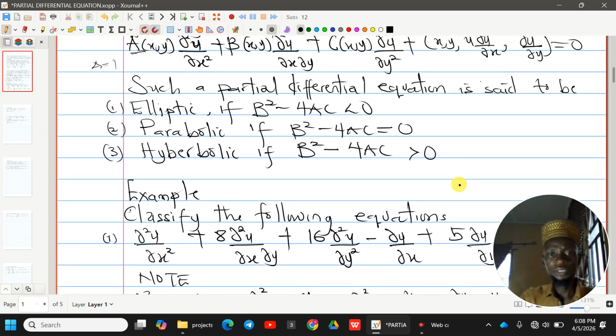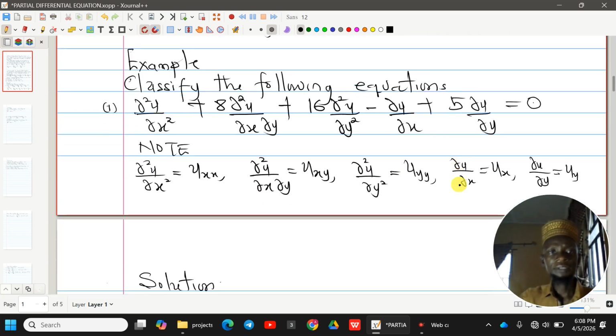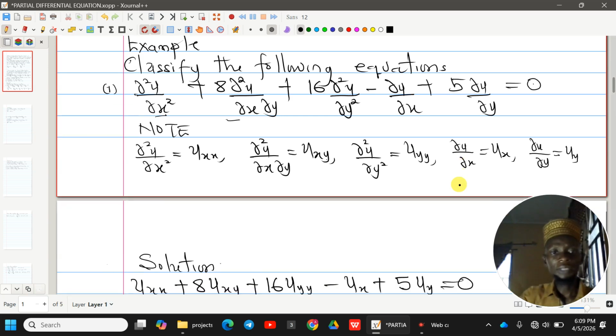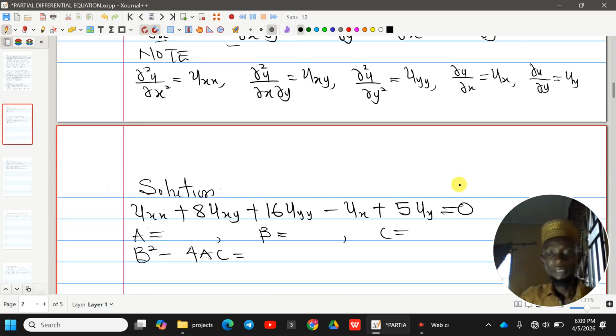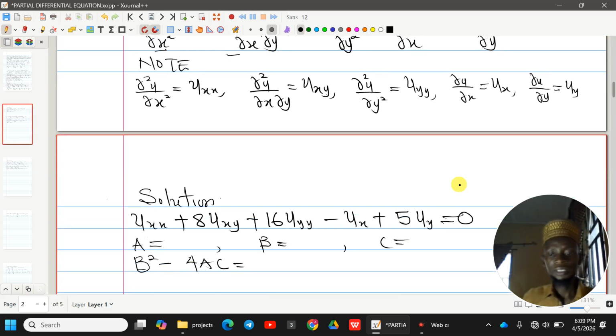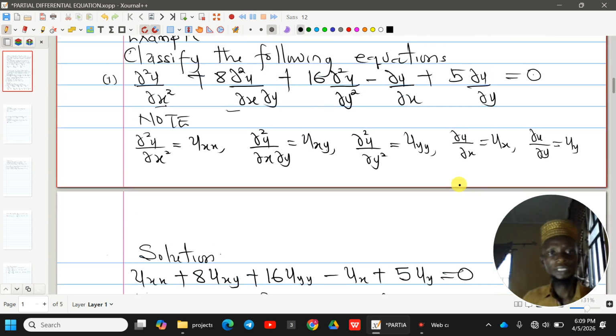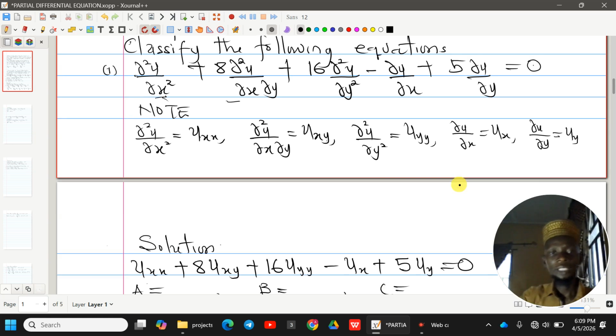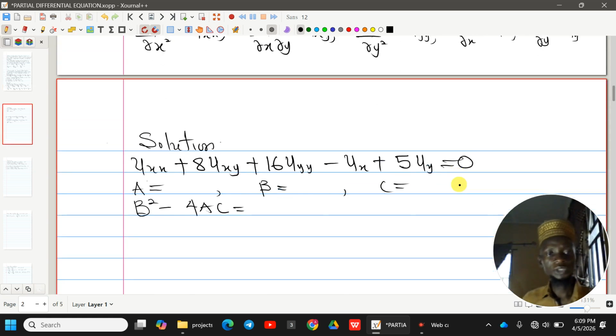Now look at this equation. The question says classify the following equation. Okay. Now note the u squared over the x squared, I can write it to be what? U subscript xx, okay? The same thing here, this one can be u subscript xy, okay? Now we want to classify this equation. I've reduced the equation to this form, okay? This one can be u subscript yy here.